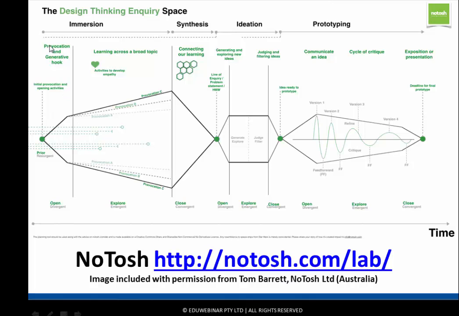In this area here, which is provocation and a generative hook, that's where the open phase comes in. It's stimulating that thinking, engaging the students. Then the immersion is about immersing our students in it, but also exploring. Let's explore all these different areas to see what's out there, to get an idea of what depth there is in the content that's going to be investigated.